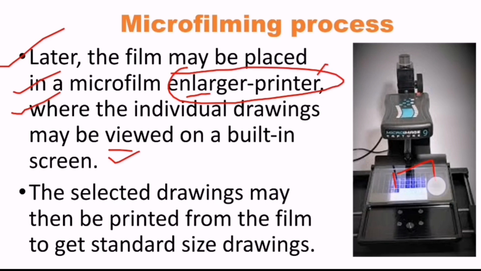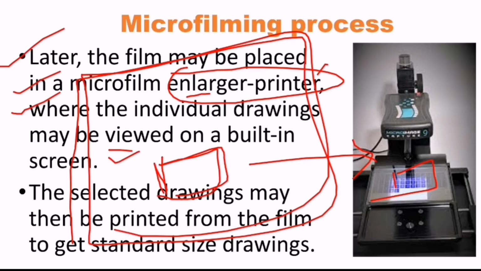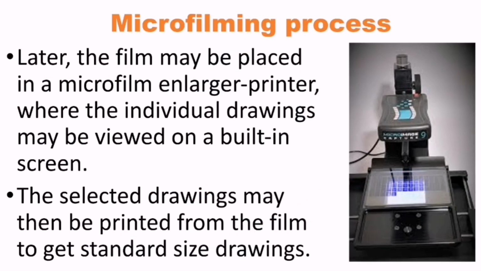By keeping that film in this enlarger printer, it enlarges the figure and shows it bigger in size. The film looks very small, but by keeping it in this machine, we can get a bigger size sheet by printing. The selected drawings may then be printed from the film to get standard size drawings. Whatever the number of figures on that microfilm, we can select a required figure and print it onto the sheets.